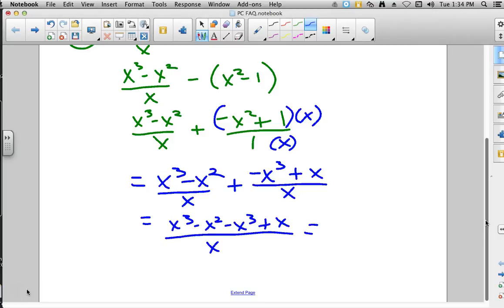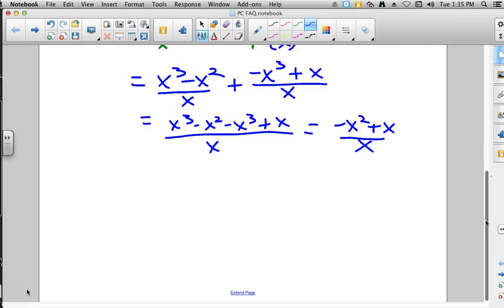And we will see here that we will have x cubed minus x cubed, which will be gone. We will have a negative x squared plus x over x. Now, I remember that this seemed kind of backwards. It was 1 minus x. So I'm going to go ahead and change around my negative x squared plus x and make it x minus x squared over x. Then I'm going to factor an x out of my numerator.